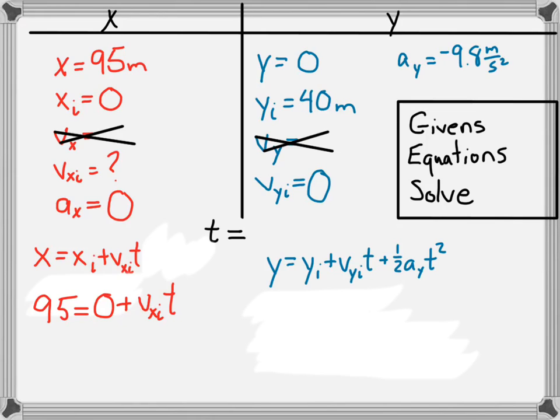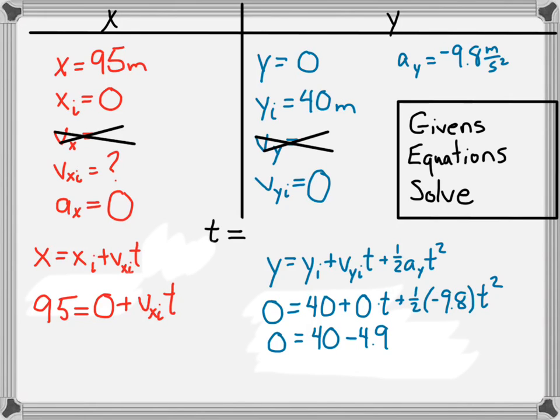So let's turn our attention to the y side of things, the vertical side, and plug in what we know. I have 0 equals 40 plus 0 times t plus 1/2 times negative 9.8 times t squared. Now I'm going to simplify that, and I get 0 equals 40 minus 4.9 t squared.